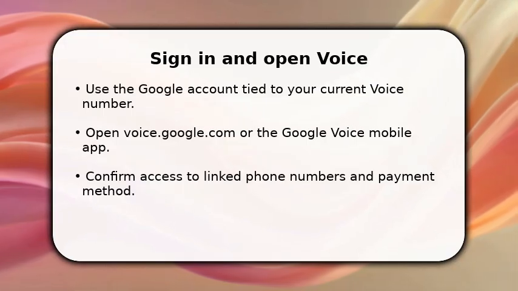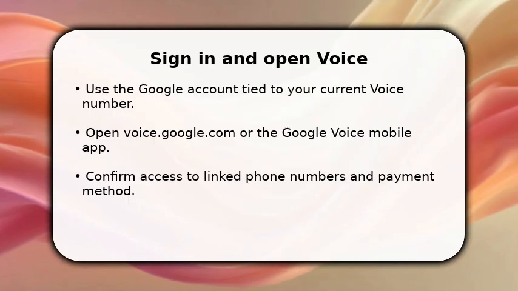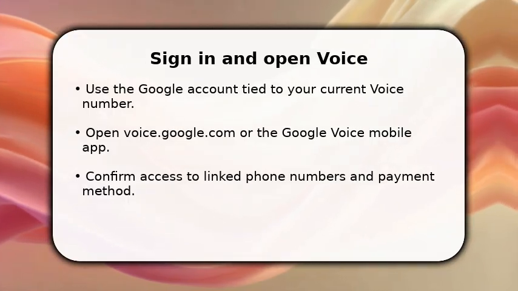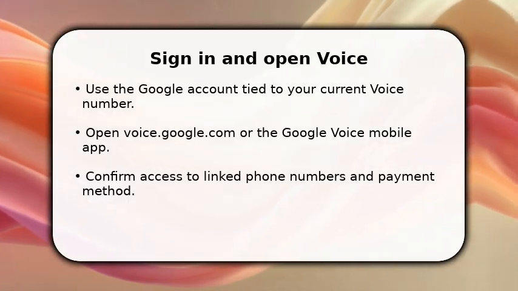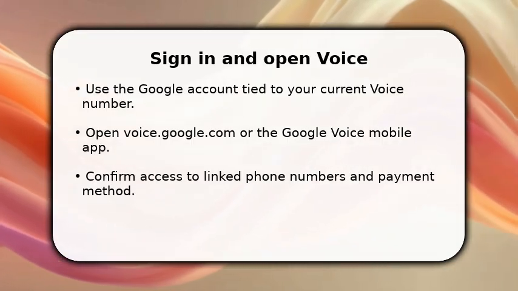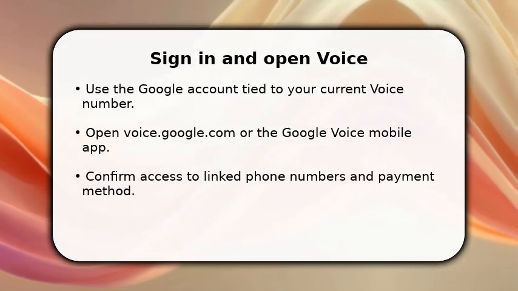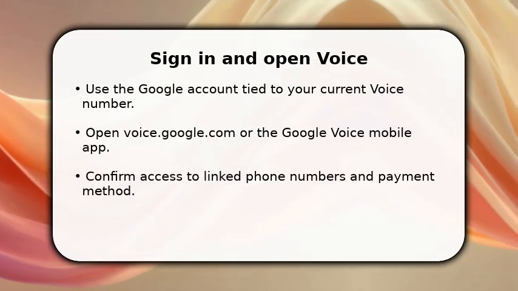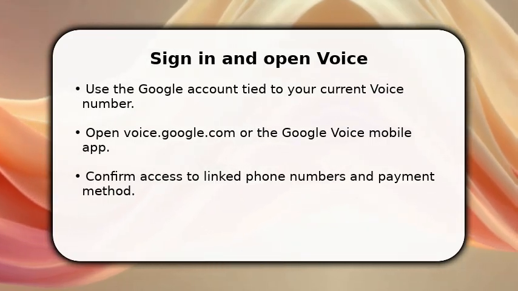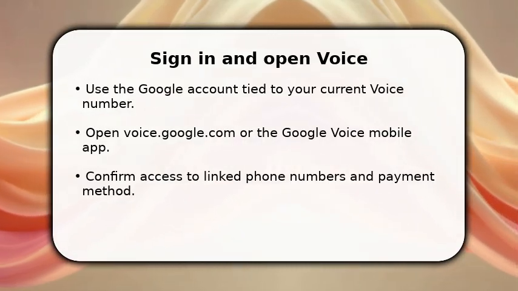You start by signing into the Google account that owns the voice number. This gives you control. Once signed in, open Voice.Google.com or launch the Google Voice app. Make sure your linked forwarding phones are available and that billing info is current if you plan to buy a new number. These steps establish permissions and prepare the interface so you can change settings immediately, rather than pausing later to chase approvals or a payment prompt.